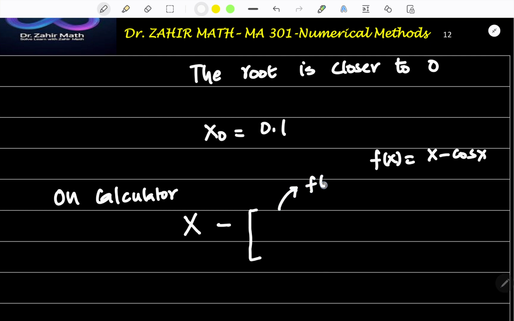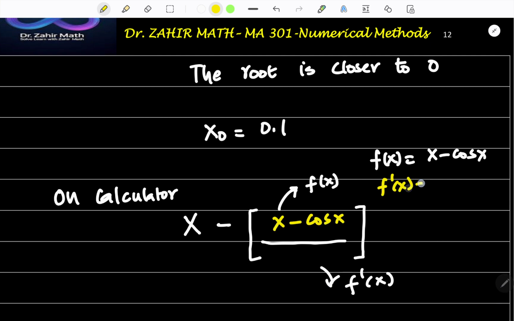So here you are going to put your f of x over, and here you are going to put your f dash of x. Okay, close the bracket. And what's your f of x? Which is x minus cosine x. And what's your f dash of x? X derivative is 1 and cosine x derivative is negative sine x.